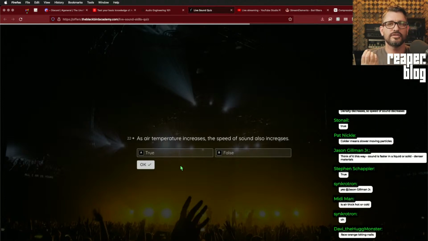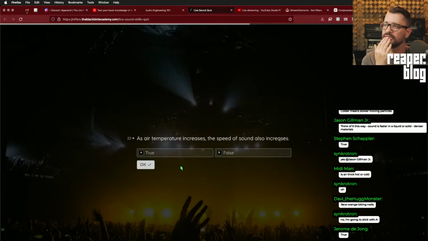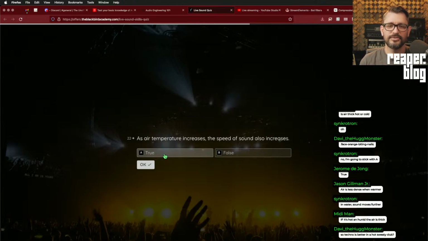Yeah, sound moves faster in denser materials. So if temperature increases the density of the air, it should move faster. I always think of it moving further. On a hot day, it doesn't. Or does it? I know when it's snowing, it's quieter. It blocks out a lot of the environmental noise. Techno is better in a hot, sweaty club. All right, we're going to go with A, true. I'm 50-50 on this one.